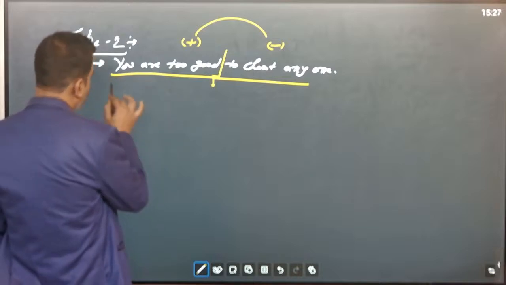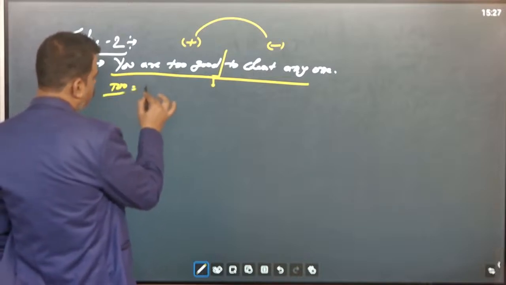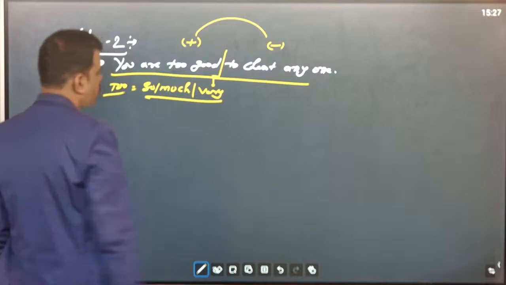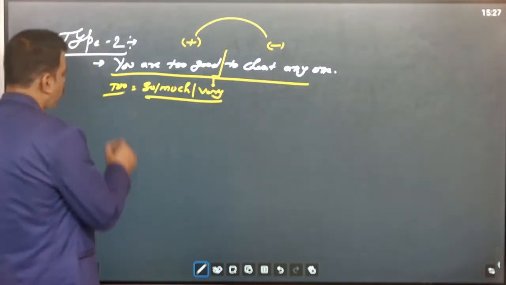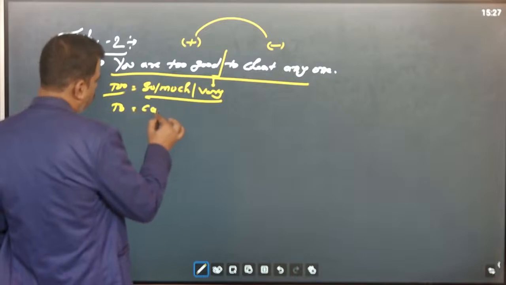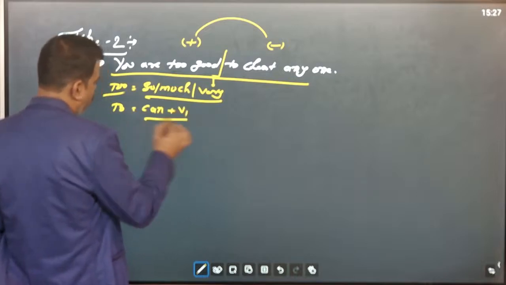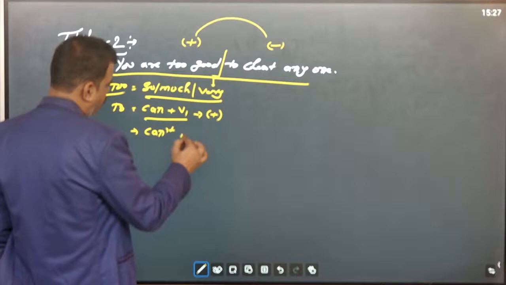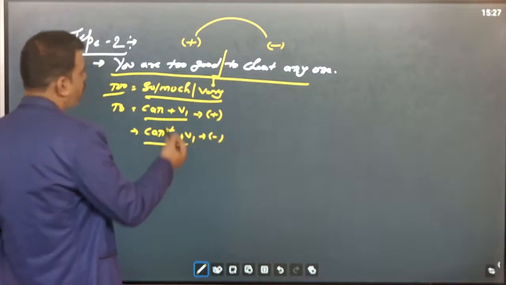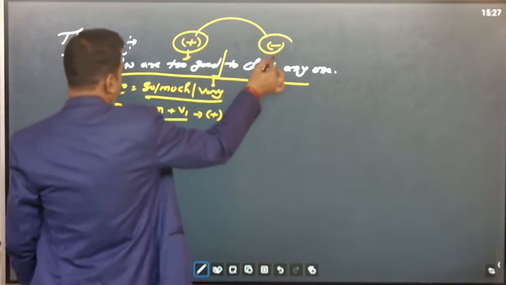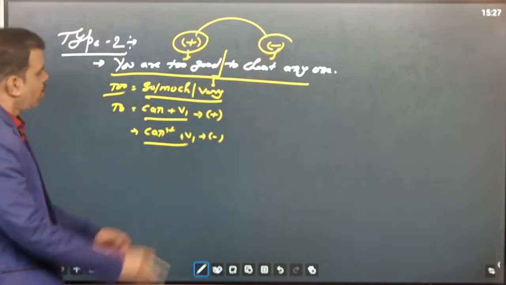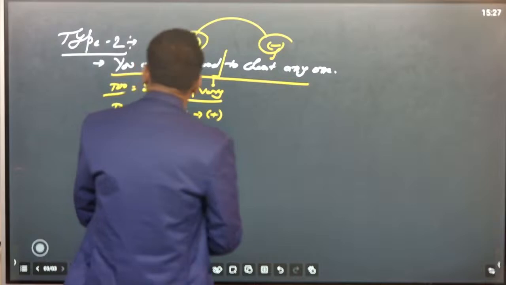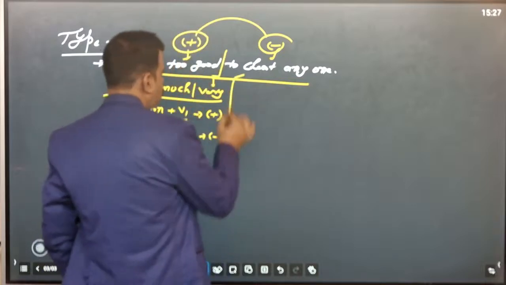The first condition is that if you have "too", you will check "so much" or "very", and "to" will change to "can" plus V1 if the condition is positive, and "can't" plus V1 if the condition is negative. Being too good is the positive condition, but to cheat is the negative. So if we want to change the structure into a simple sentence, be careful: you are too good to cheat anyone. The structure will be like this.